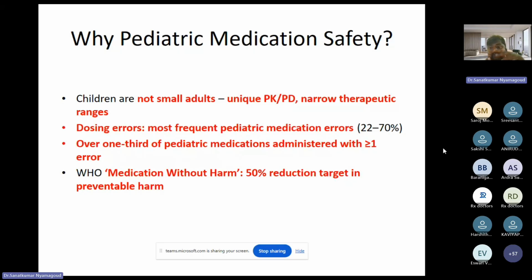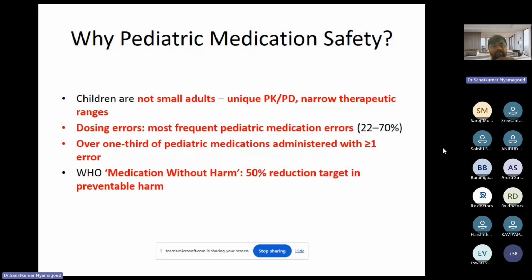This 22 to 70% dosing error is not said by Dr. Sanat Kumar Ramgod or by you. It is published in research literature. The whole globe is talking about this dosing error, which is very common in the pediatric population, especially when you talk about pediatric medication errors. There are multiple types of errors, from prescribing to transcribing to dispensing to administration. Wherever you look, especially in pediatrics, dosing errors are very high. It almost accounts for 22 to 70%.